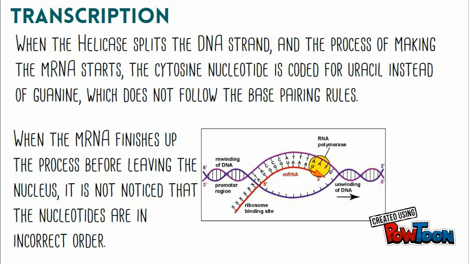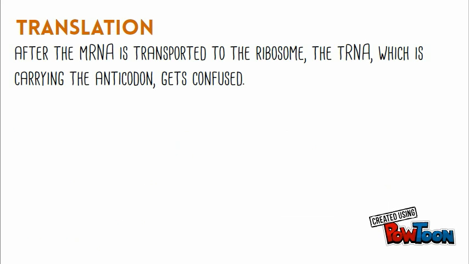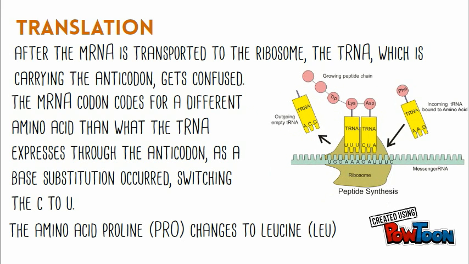G. When the mRNA finishes up the process before leaving the nucleus, it is not noticed that the nucleotides are in incorrect order. Now that the mRNA is on its way to the ribosome, the tRNA, which is carrying the anticodon, gets confused. The mRNA codon codes for a different amino acid than what is expressed through the tRNA anticodon. As a base substitution occurred switching the C to U, the amino acid has now changed from proline to leucine.